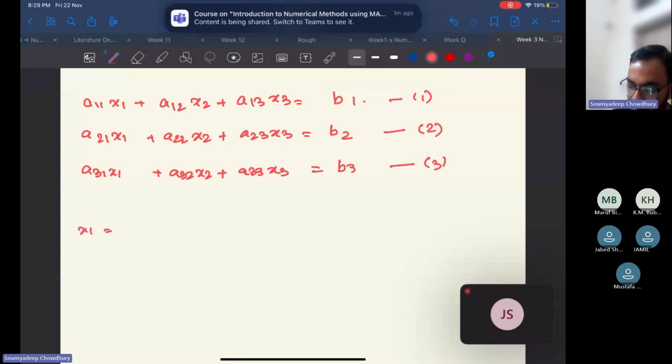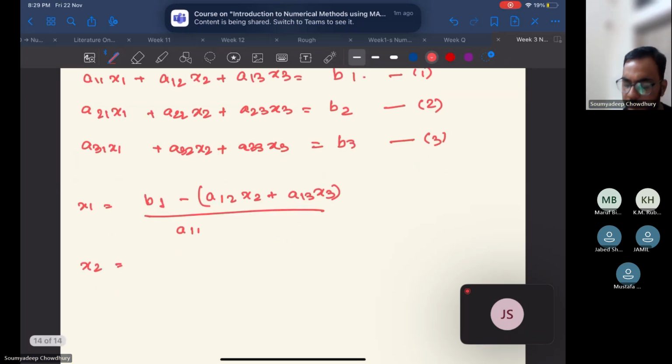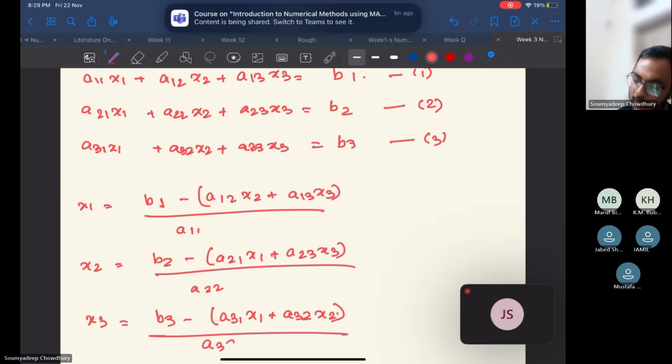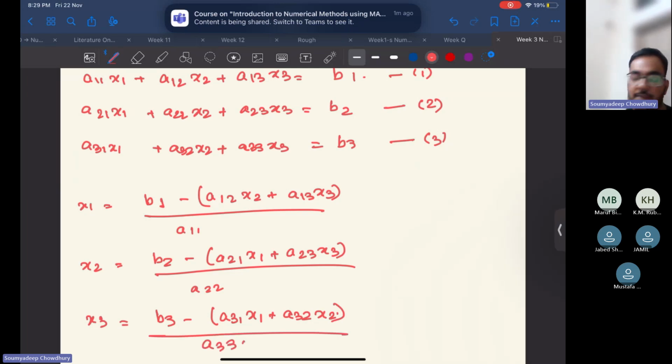So what will be my expression for x1? Just generalized form: b1 minus A12x2 minus A13x3, divided by a11. From the second equation, if I want to find out x2, it is b2 minus a21 x1 minus a23 x3, divided by a22. And x3 is b3 minus a31 x1 minus a32 x2, divided by a33. So from these three equations, can you generalize this thing?